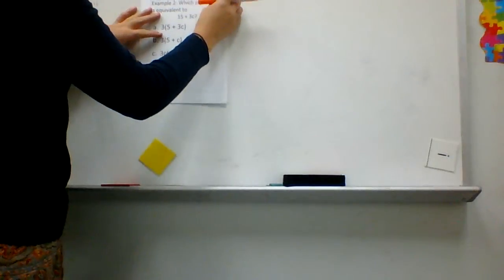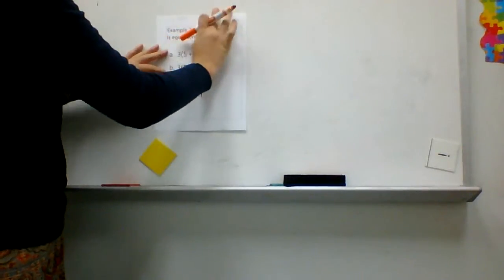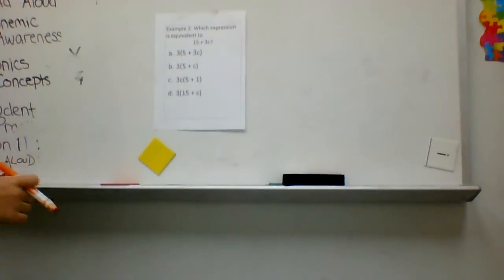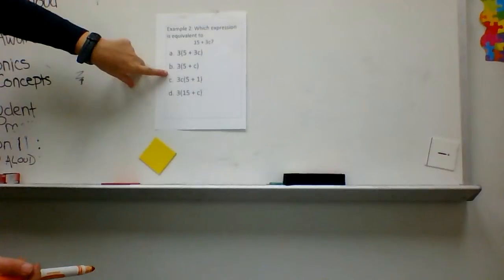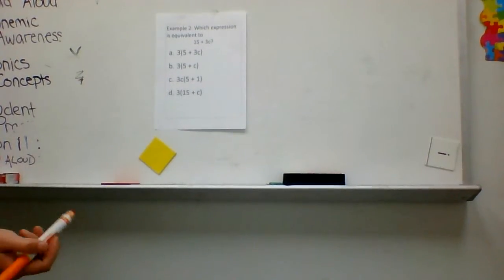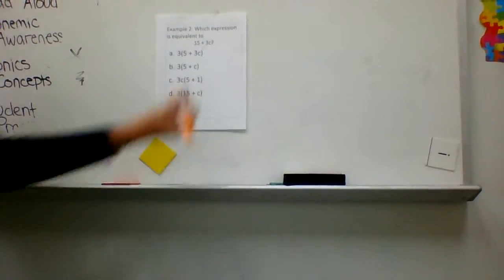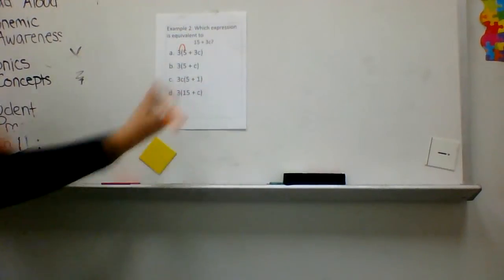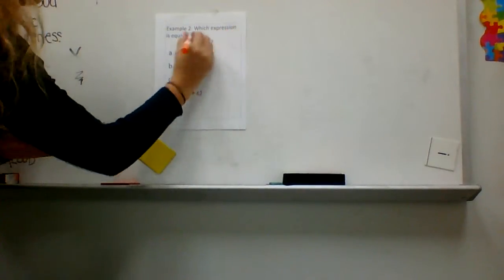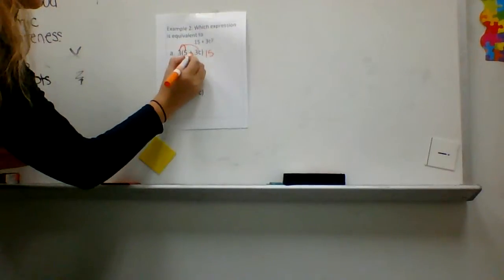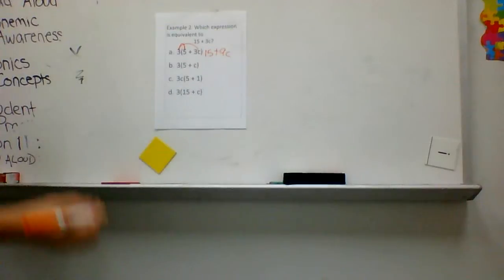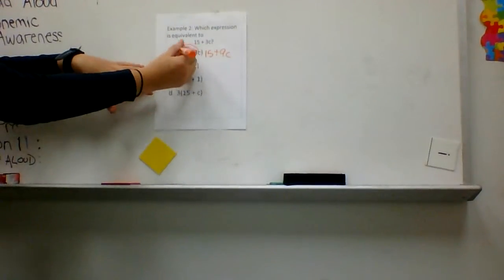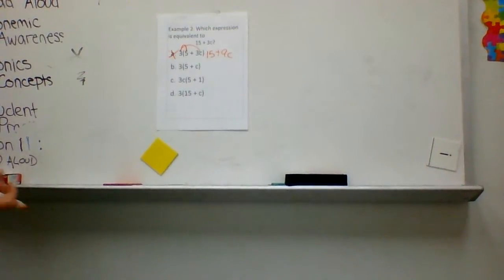All right, if you're coming back, it's because you did the first problem on your own and you're ready for example 2. Example 2, which expression is equivalent to 15 plus 3c? Again, I see all of these distributions. I'm just going to try them and see which one matches my expression. 3 times 5 gives me 15. That matches. 3 times a positive 3c will give me a positive 9c. That doesn't match. I want this to be a 3c, so A is not the correct answer.